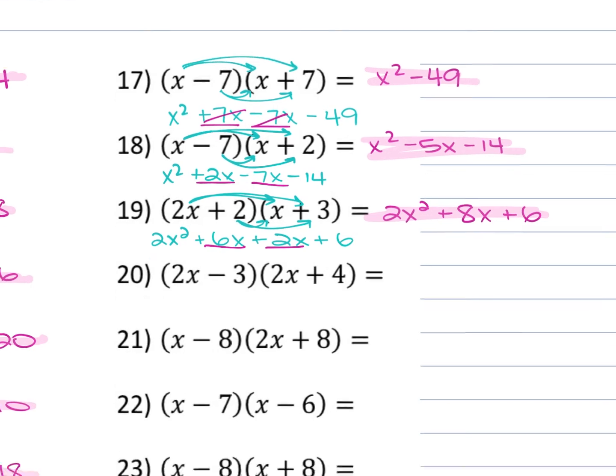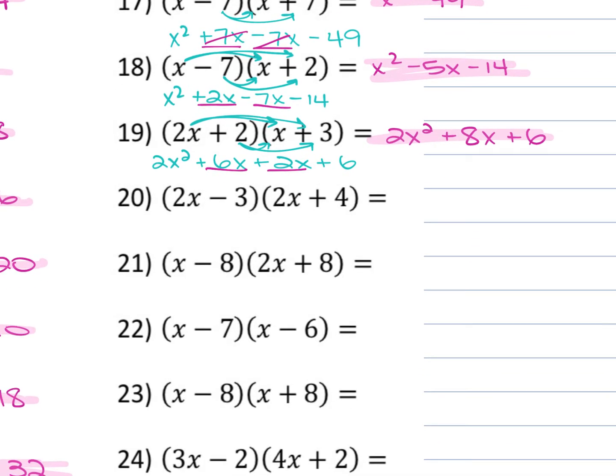For 20, we have 2x minus 3 times 2x plus 4. So we'll do the 2x times 2x first. That gives us 4x squared. Then 2x times 4 is 8x. Then negative 3 times 2x is negative 6x. And negative 3 times 4 is negative 12. Your like terms are the 8x and the negative 6x, which gives us 2x. So it's going to leave us with 4x squared plus 2x minus 12.